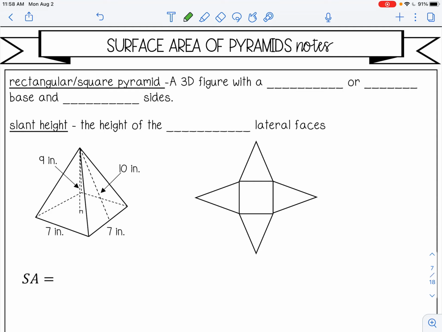Welcome to this lesson on surface area of a pyramid. A rectangular or square pyramid is a 3D figure with a rectangle or square base and triangular sides.